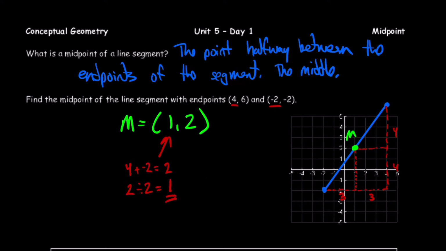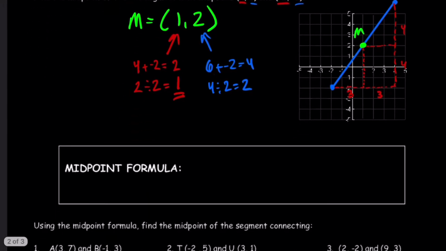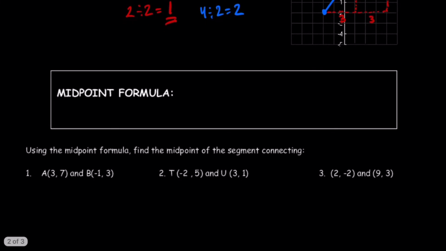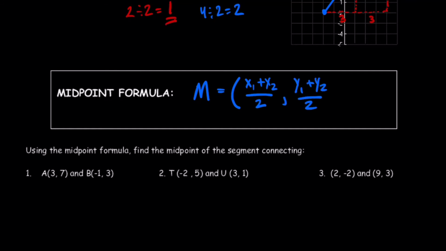Well, how about the other one? How about using these y values? How did we get that? I took 6 plus -2, that gave me 4. 4 divided by 2 gives me 2. That's how we can get these algebraically without using a grid every time. So we have a midpoint formula that's going to make this a lot easier. Midpoint, which is denoted with a capital M, equals (x1 plus x2 divided by 2, y1 plus y2 divided by 2).